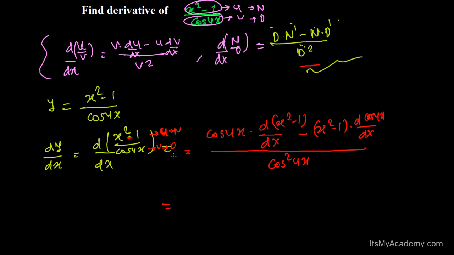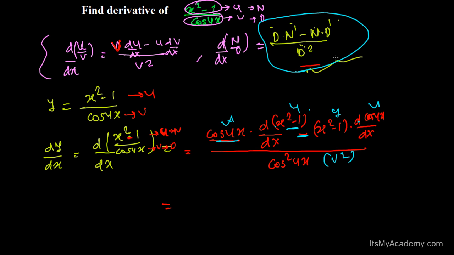In the u and v style, v represents this one and u is this one, so it is v du minus u dv over v square. That is the same as d n dash minus n d dash over d square. However you say it, you will easily understand and easily find the derivative. Once you remember this formula, you can apply it. You can write it on the side of your notebook and start solving.